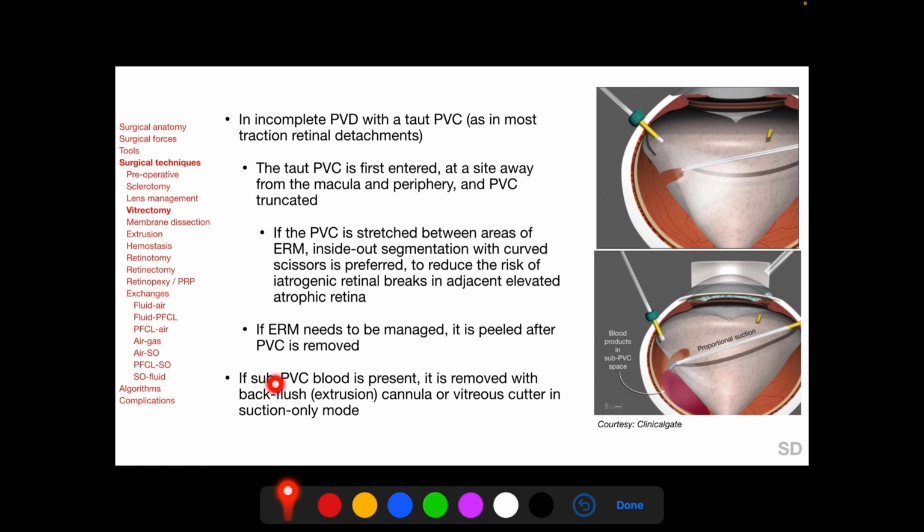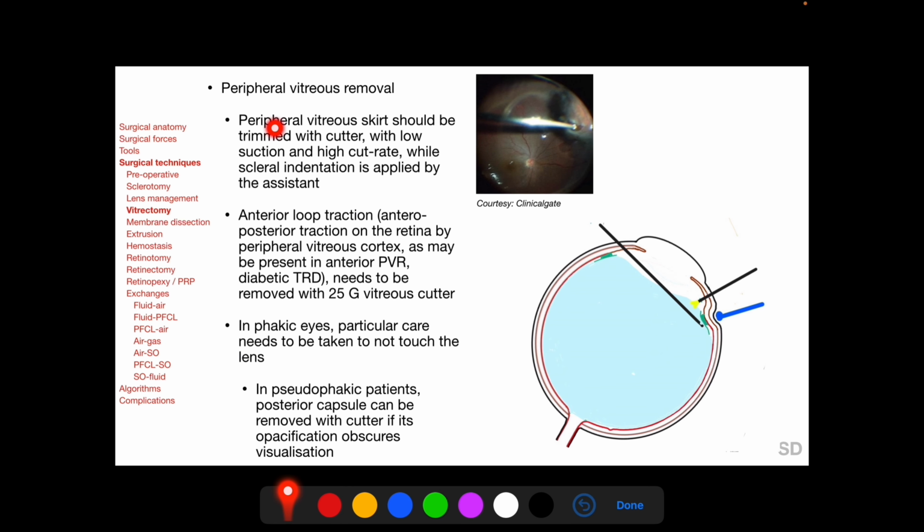If subhyaloid blood needs to be removed, it can be removed either with an extrusion cannula as shown here in this figure, or with a vitreous cutter in suction only mode. Peripheral vitreous cortex should be trimmed with the vitreous cutter, applying low suction and high cut rate, while scleral indentation is applied by the assistant as shown here in this figure. As we have mentioned earlier, peripheral vitreous cannot be detached from the peripheral retina and can only be trimmed.